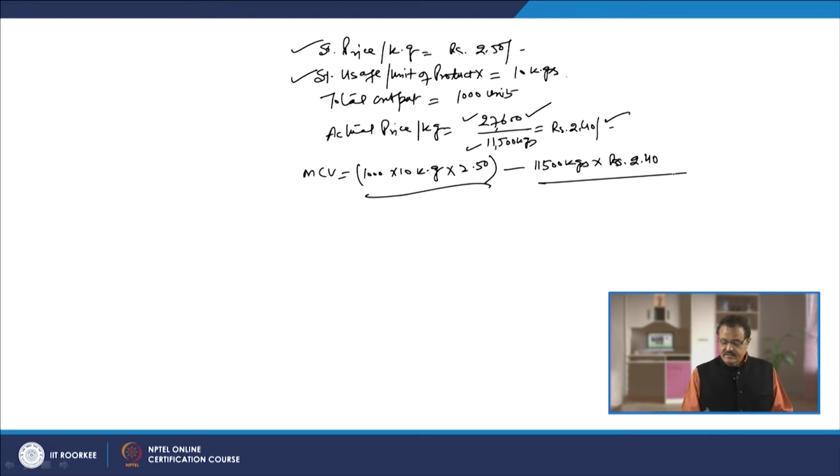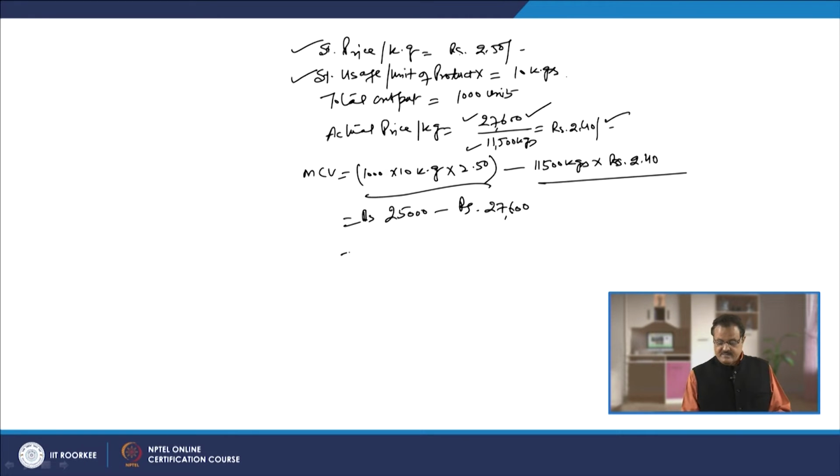So, what is the standard cost now? Sorry, this has to be not 10,000, but 1000. It is 1000 units of the finished product we have manufactured, and the requirement is 10 kg. So, 1000 into 10 kg multiplied by 2.5 minus 11,500 kgs, which is given to us already, multiplied by the actual price of 2.4. What is the standard cost? Rupees 25,000. Minus rupees how much? If you multiply 11,500 with 2.4, this cost works out as 27,600.